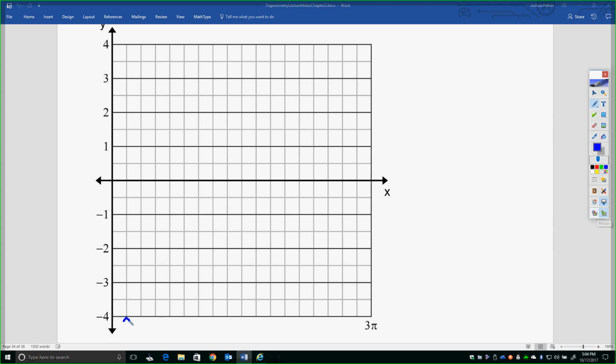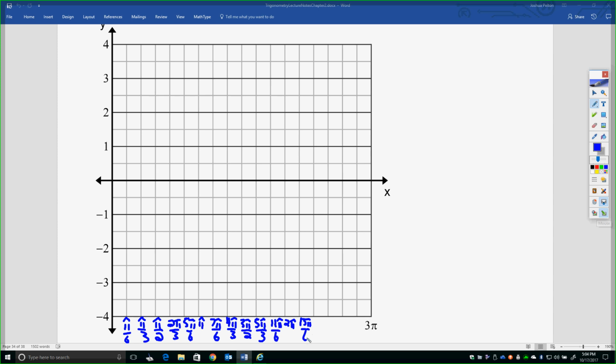Okay, so we have 1/6, 2/6, 3/6, 4/6, 5/6, 6/6, 7/6, 8/6. What did I say? 8/6. That'd be 9/6 next, right? 3 pi over 2. 10/6, 11/6, 12/6 is 2 pi.